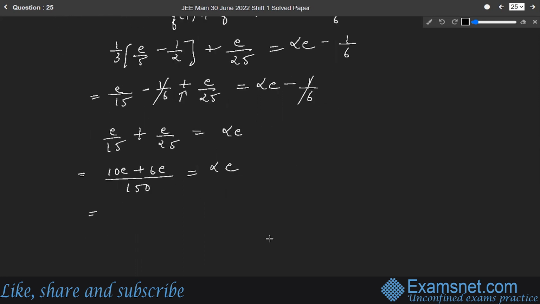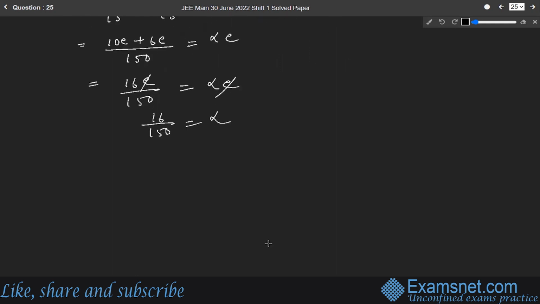Now what is 10 plus 6? 16. So 16e divided by 150 is equal to alpha e, right? Now this e and e will be cancelled. So we have 16 upon 150 is equal to alpha. So what will be the value of alpha? Alpha will be equal to 16 upon 150.